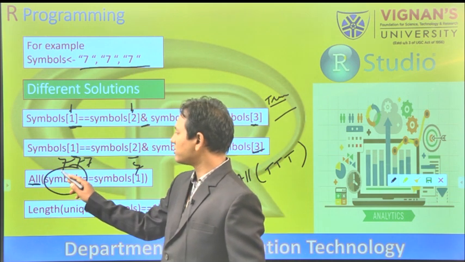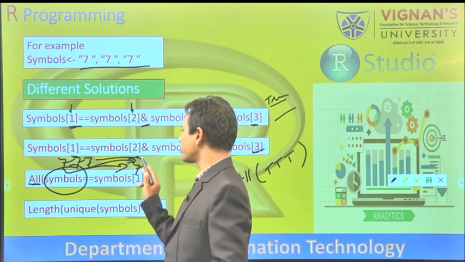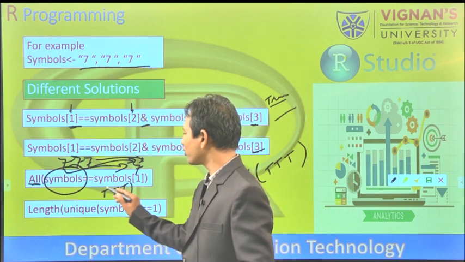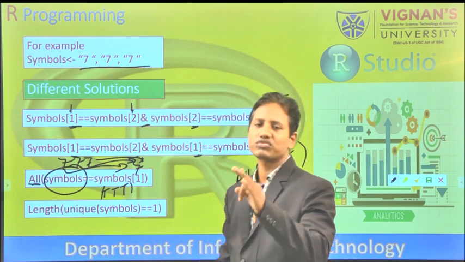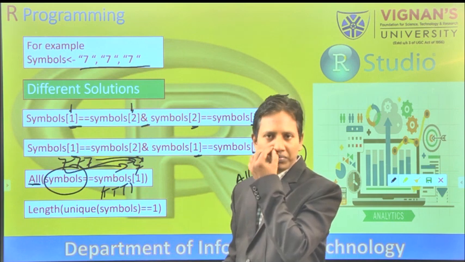So this 7 is equal to 7, this 7 is equal to 7, this 7 is equal to 7. So it's going to return true, true, true. For the three values, it's going to give true. So only if all are true, it's going to be true.